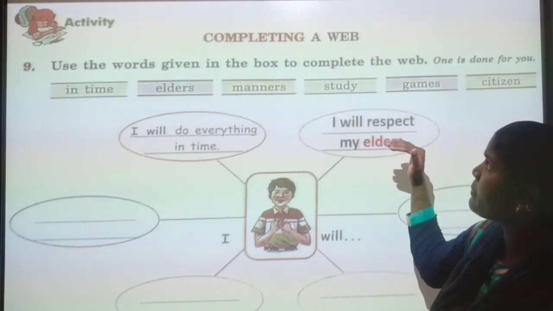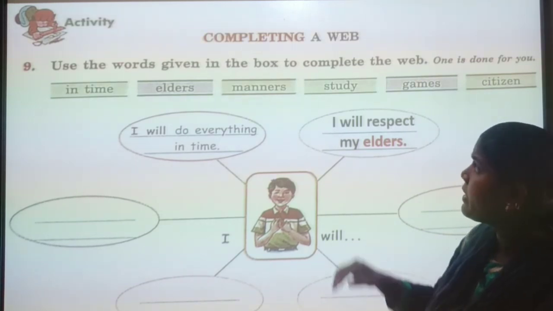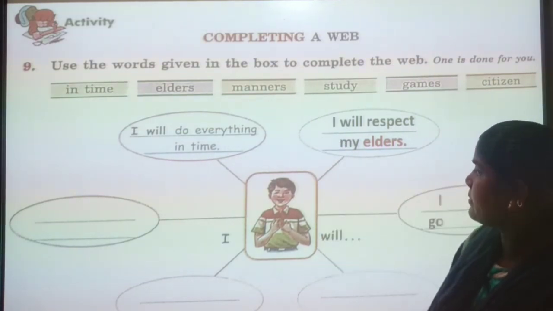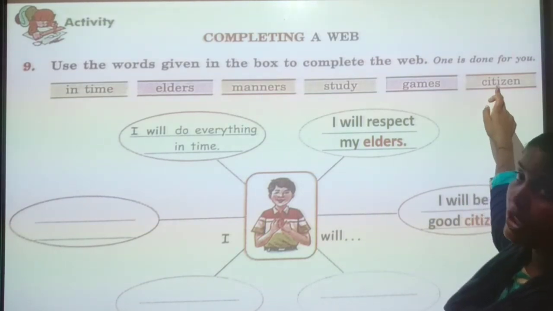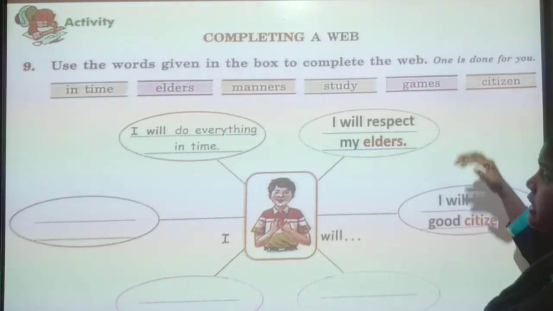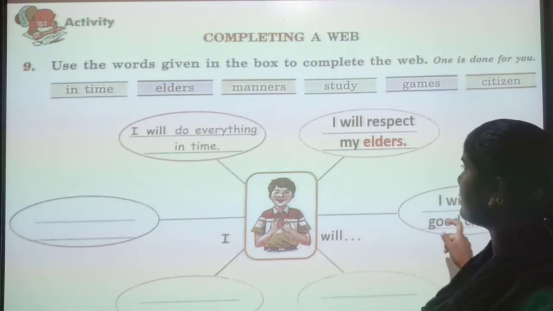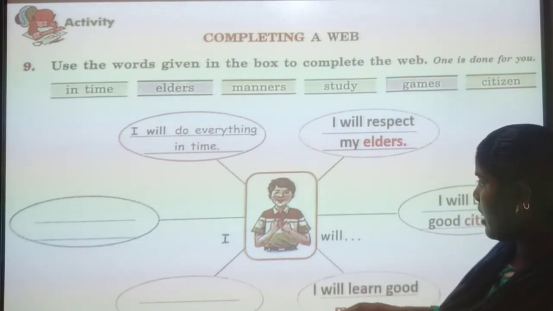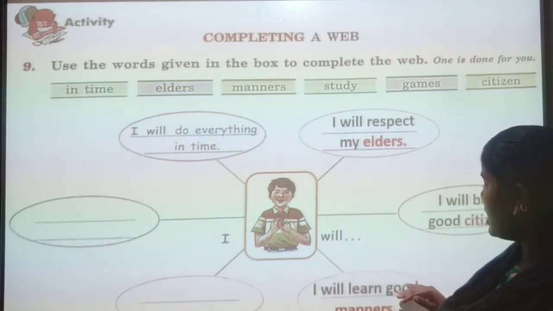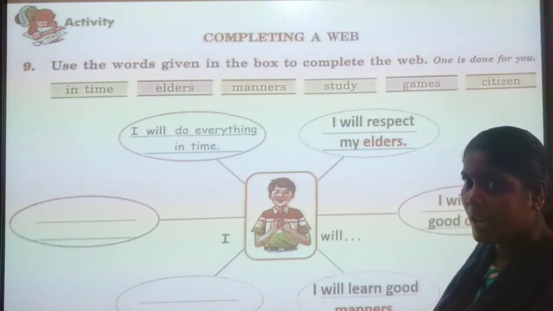I will respect my elders. And manners. I will be a good citizen. Third one, I will be a good citizen. And the fourth one, I will learn good manners.